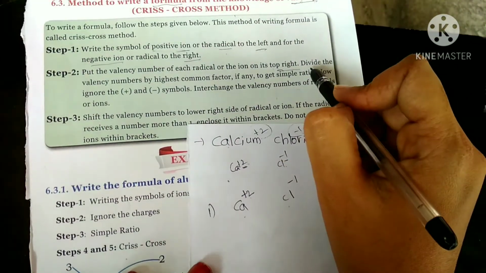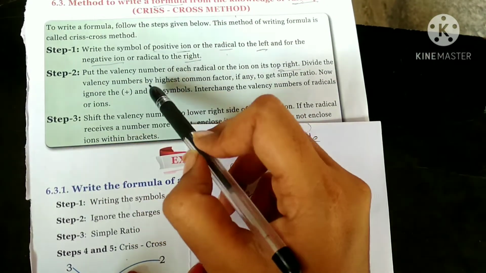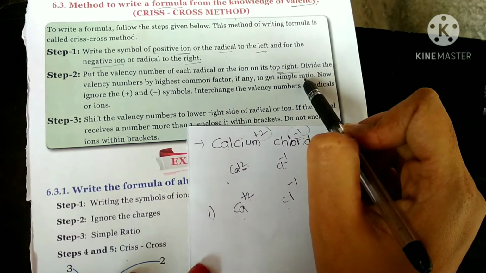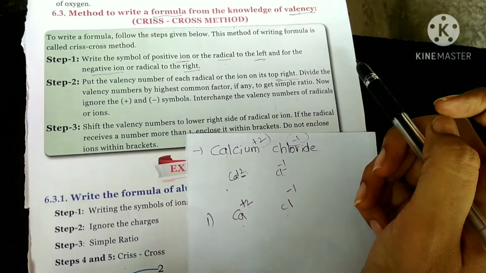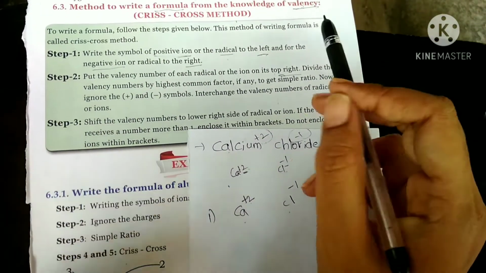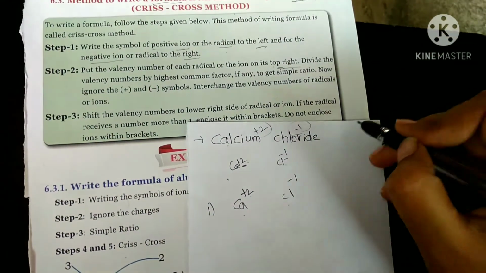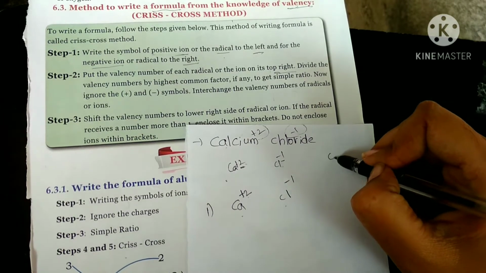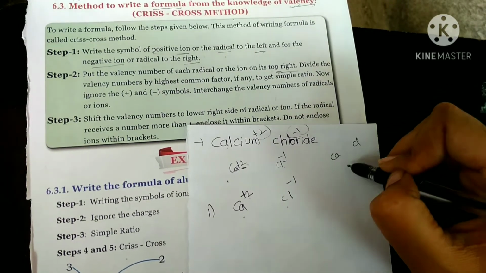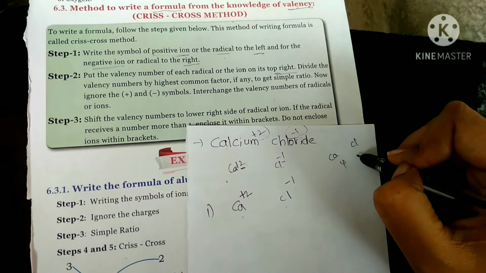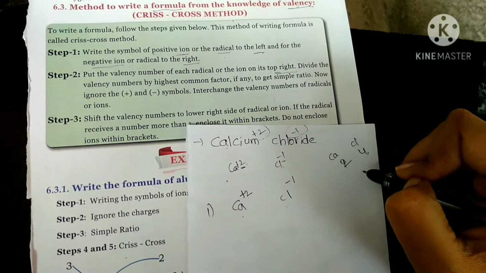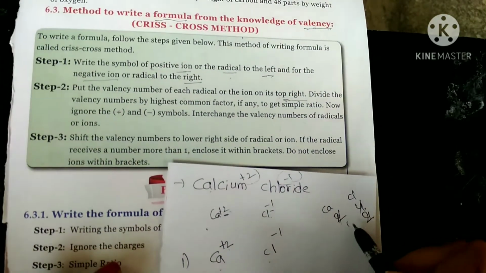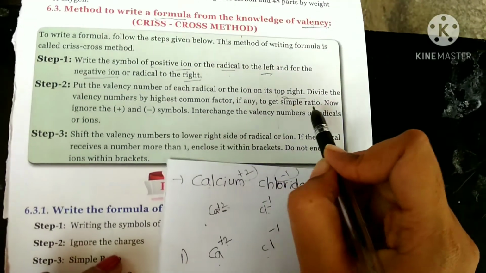In some cases, divide the valency numbers by the highest common factor, if any, to get a simple ratio. If there is any possibility for cancelling, then we can divide. For example, this is not possible here, just for your imagination, think that for calcium and chlorine this value is 4 and this value is 2, then 2 twos. Like this we have to do the division if it is possible to get a simple ratio.